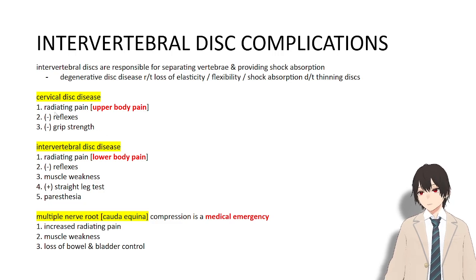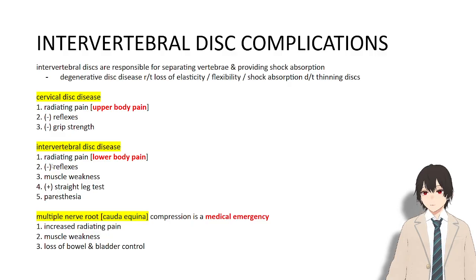You have some decreased reflexes and decreased grip strength here. In lumbar intervertebral disc disease, it's usually lower body pain that's radiating, and you also get decreased reflexes, muscle weakness, a positive straight leg test, and also paresthesia.